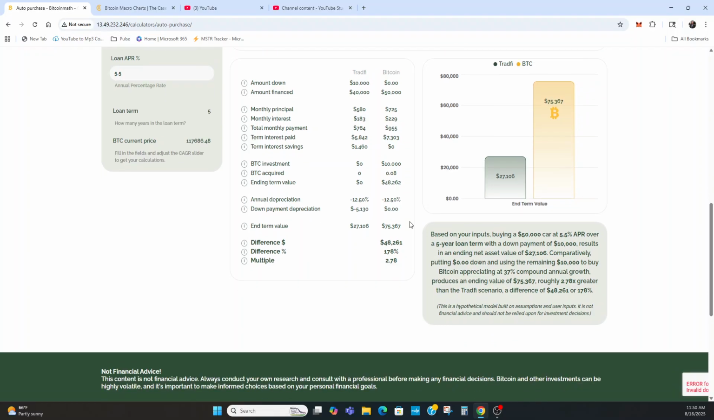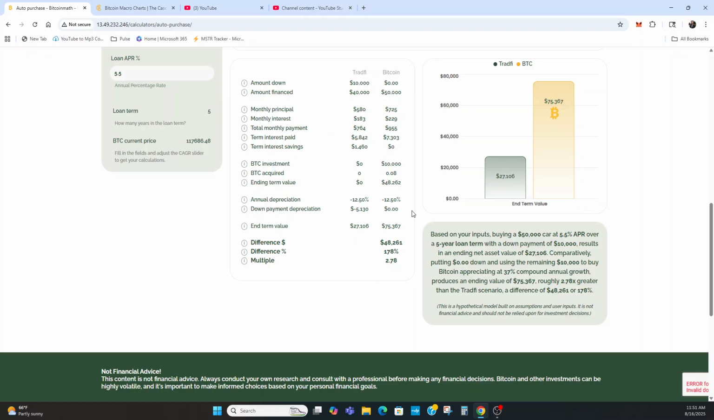Now, going down to the depreciation section here, because you converted your money into the asset, in this case a car, your money returned the same value as the asset's return, which in this case, a car, is actually a negative value due to depreciation. So after 5 years, you've actually lost a little more than half of your cash down payment. Whereas in the Bitcoin scenario, you actually haven't lost any of your money because you invested all of that into an appreciating asset, not a depreciating asset.